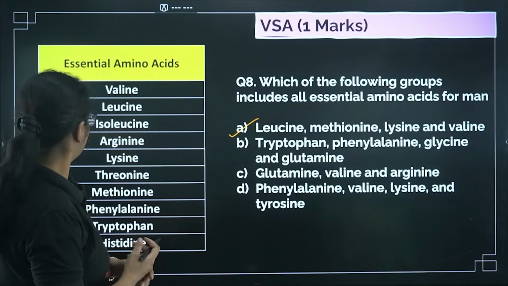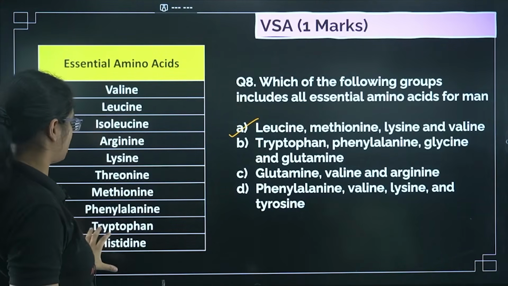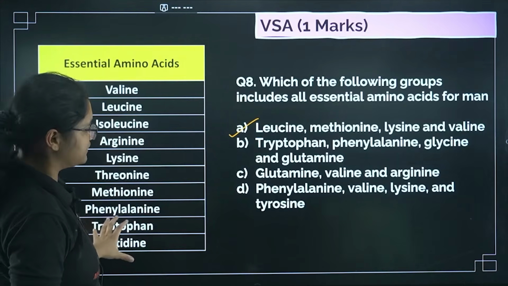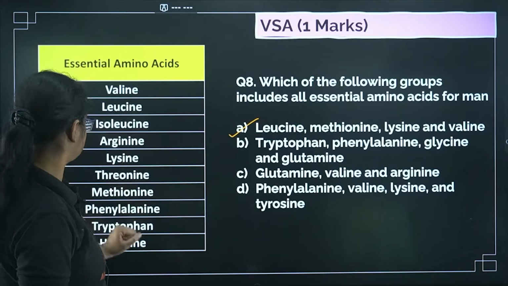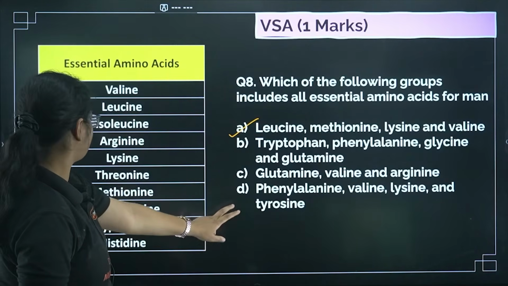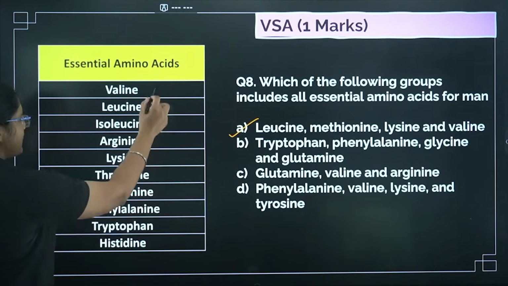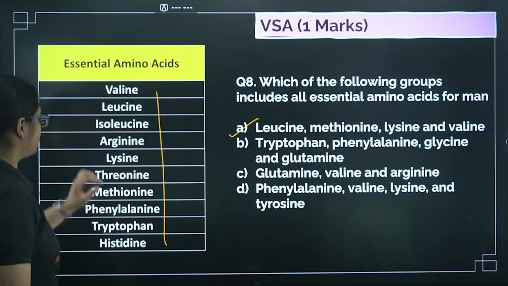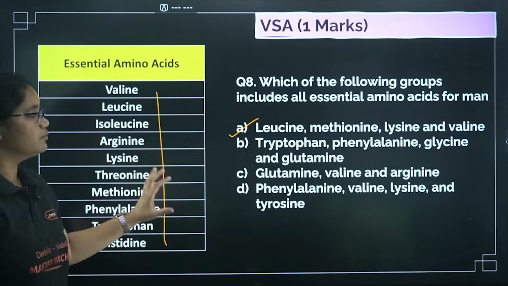Okay, you can see in option number B, we have glycine, but glycine is not an essential amino acid. Similarly, in option number C, we have glutamine, which is not an essential amino acid. Then in this also you can see that tyrosine is there, which is not an essential amino acid. So you must remember these 10 essential amino acids.